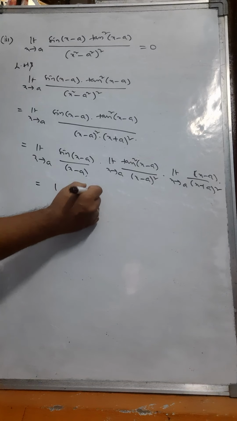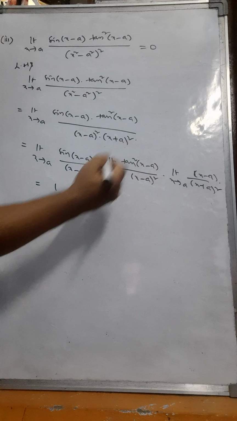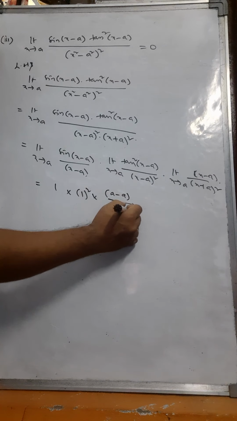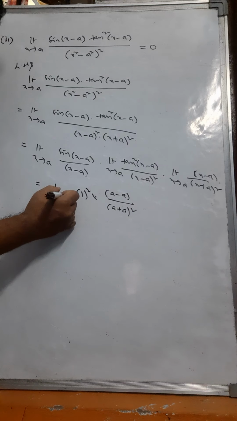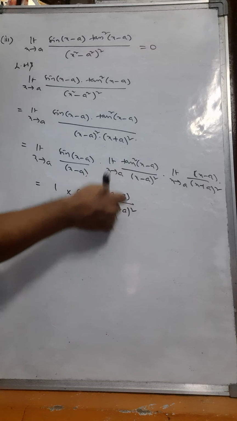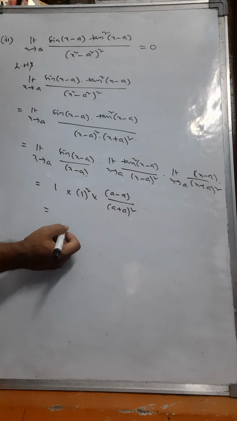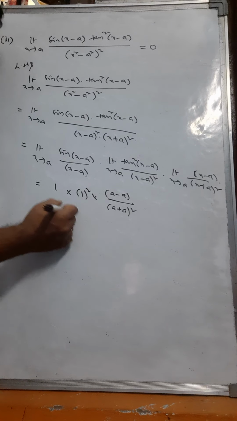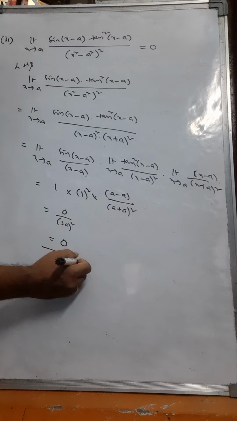So that is 1 square into, substitute the value, (a minus a) by (a plus a) whole square. So this is 1 into something, so you will get something. a minus a is 0. So 0 by 2a square. 0 by something, we are getting 0.